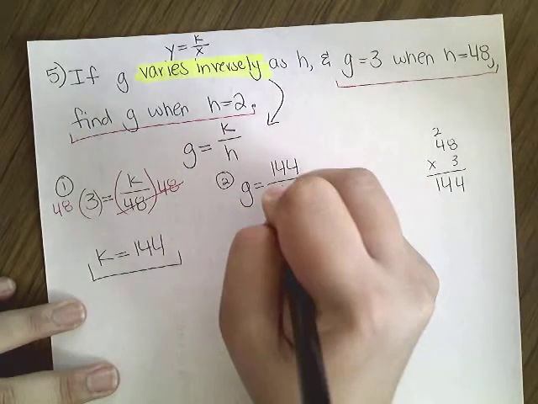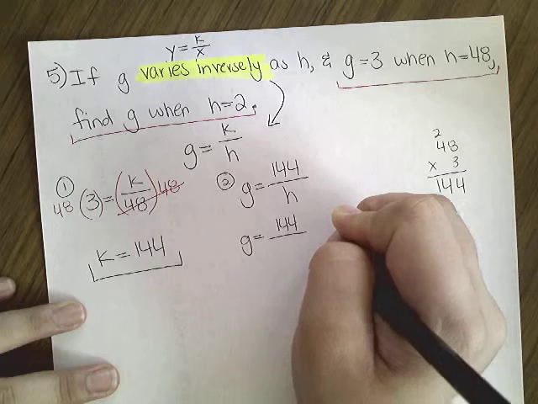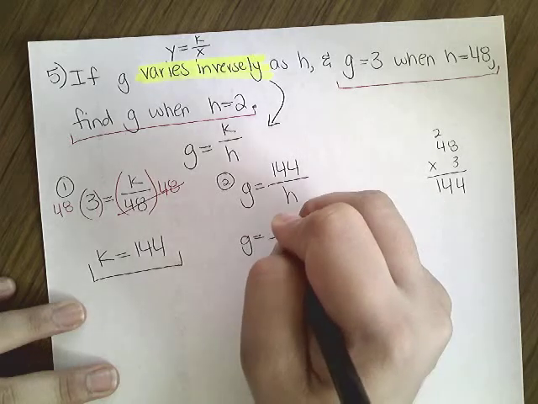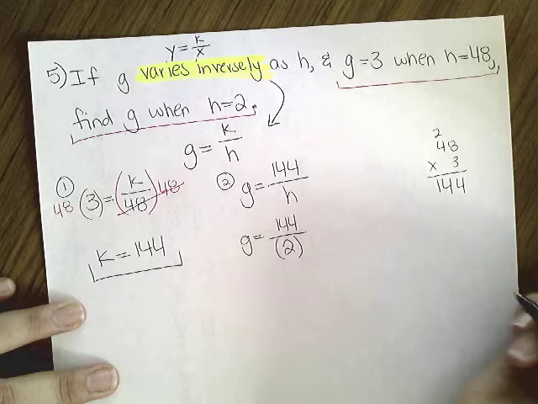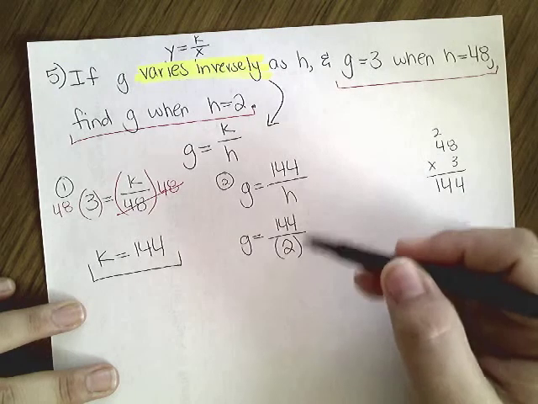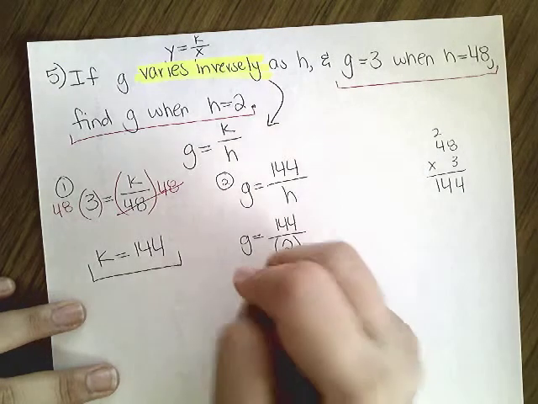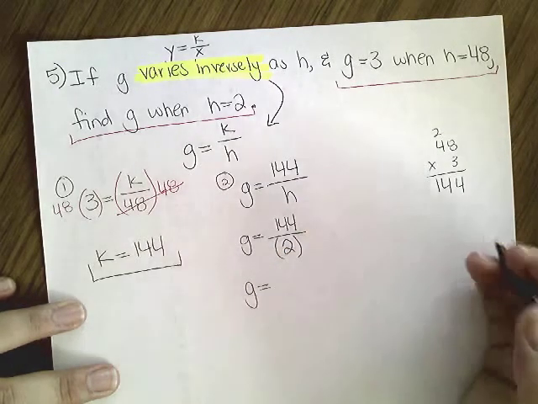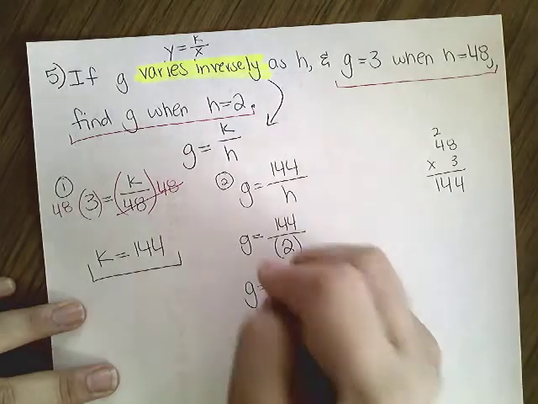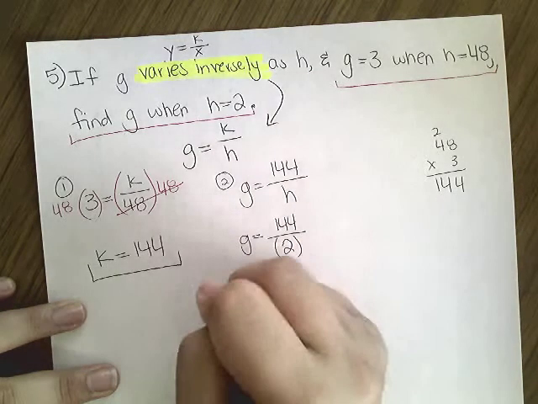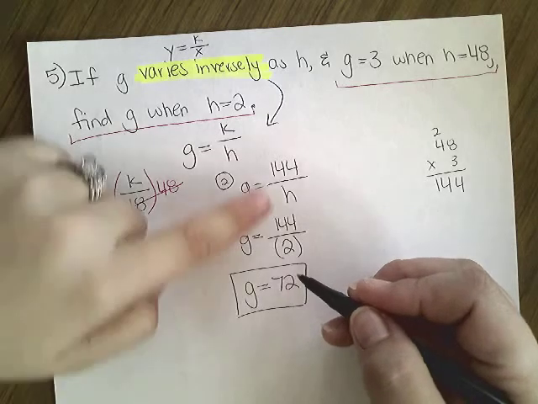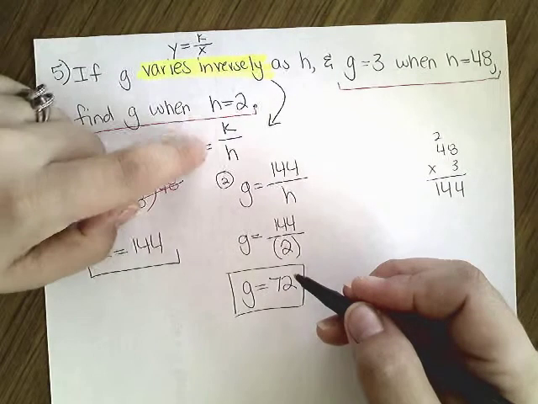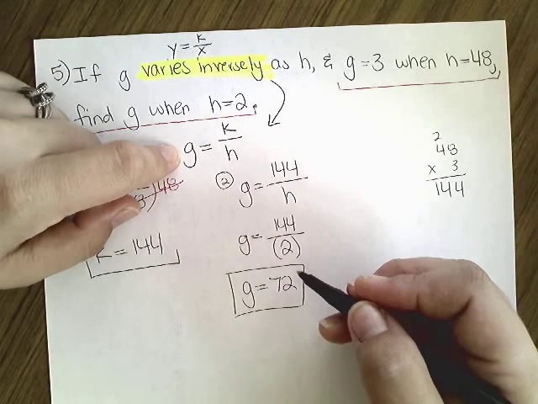G equals 144 over 2. Well, we can definitely simplify 144 over 2. So g equals 72. And just like before, you could take this value g, the given value 2 for h, and substitute it back into your equation to make sure that it will work.